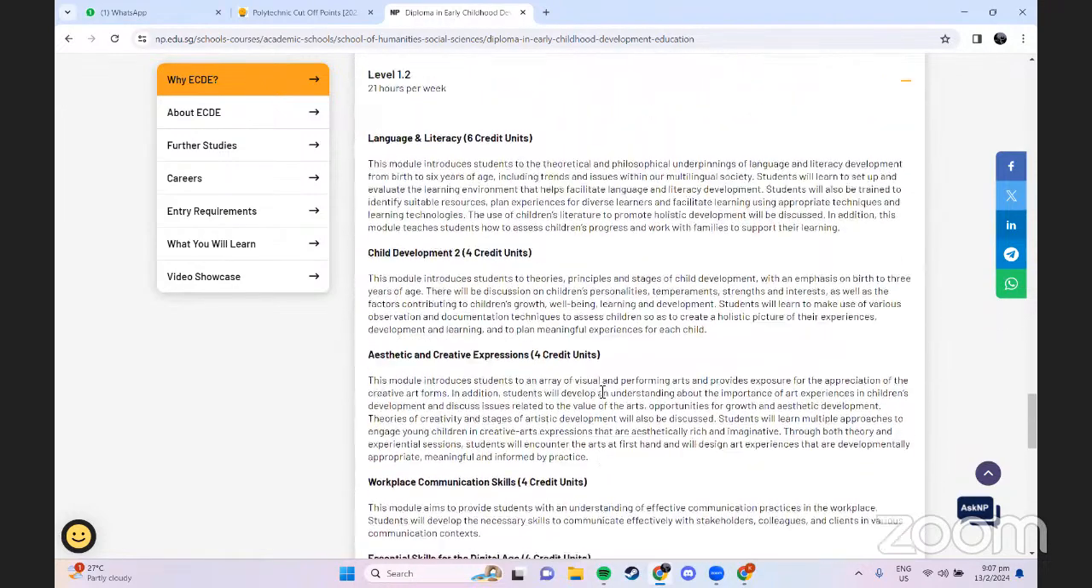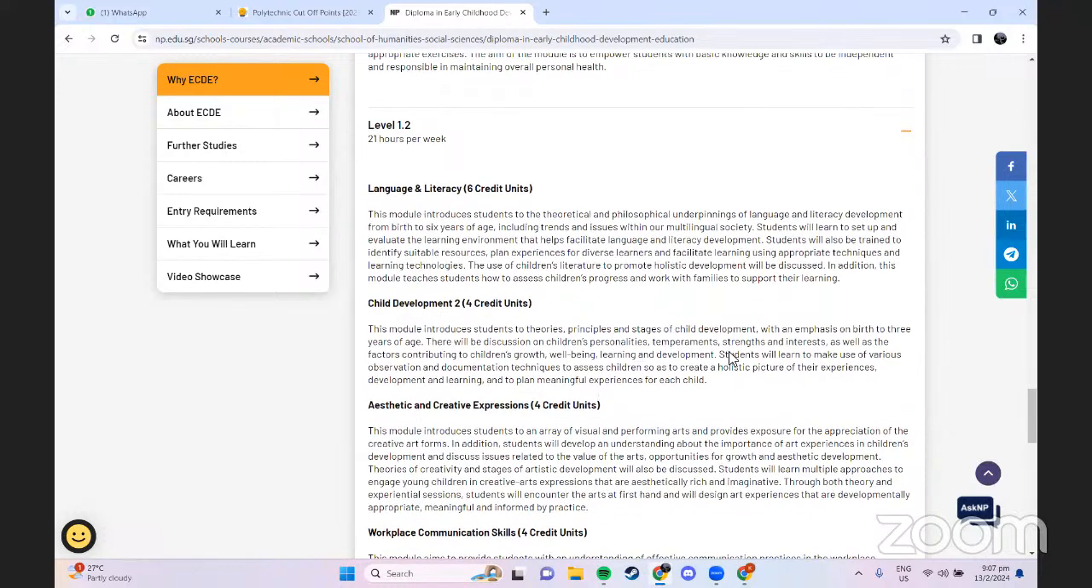Keep one in the second half. Aesthetic and creative expression definitely makes a lot of sense.